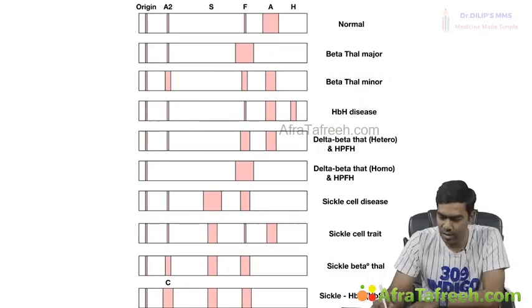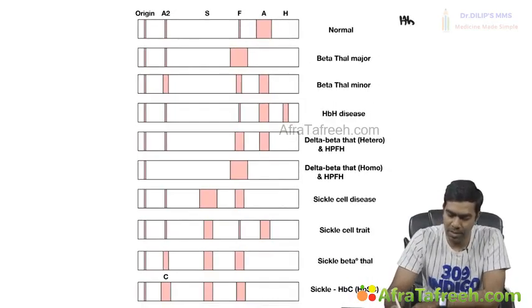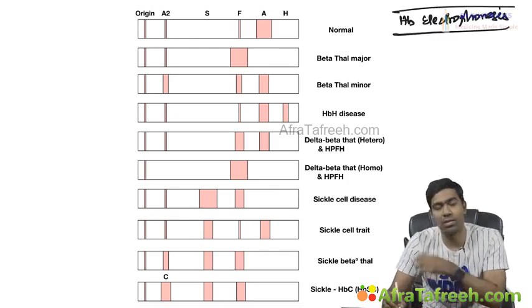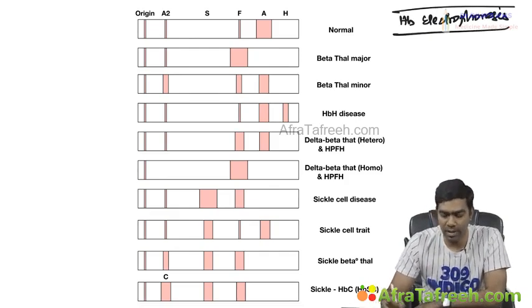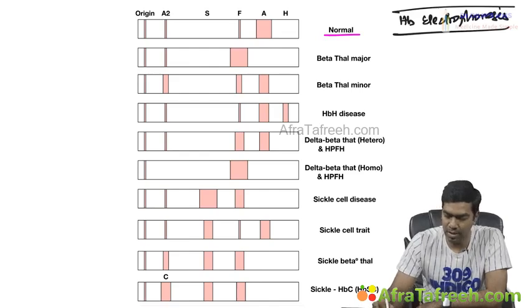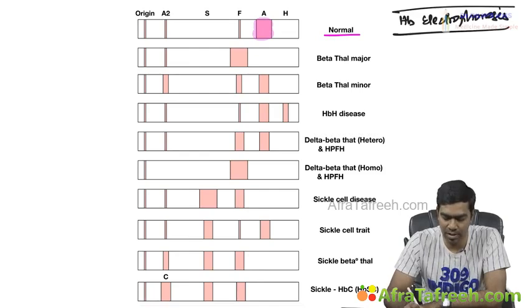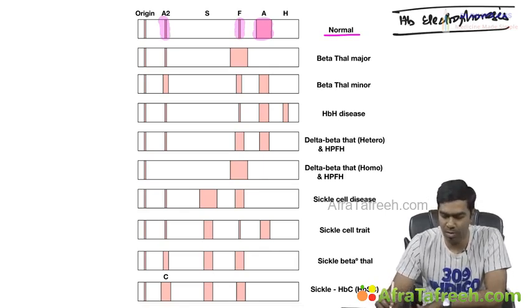And finally, this is the last image which I'm going to show. This is a typical image of a hemoglobin electrophoresis. It's a classic image, again a graphical representation, not a real image. So this is a normal. In a normal, you can see a nice HbA, almost 95 to 98%, little HbF less than 2%, and A2 less than 3 to 3.5%. Very nice image. So this is a normal.